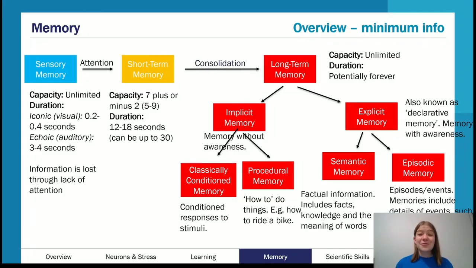So this is an overview of different things that you need to know back on that previous diagram. So your sensory memory, knowing capacity, duration. If we pay attention to it, it can go into our short-term memory, capacity, duration. Then it can be consolidated into our long-term memory. Again, you need to know the capacity, the duration, and then you want to know the different types of long-term memory. So all of this is accessible content that has been in the study design for a while.